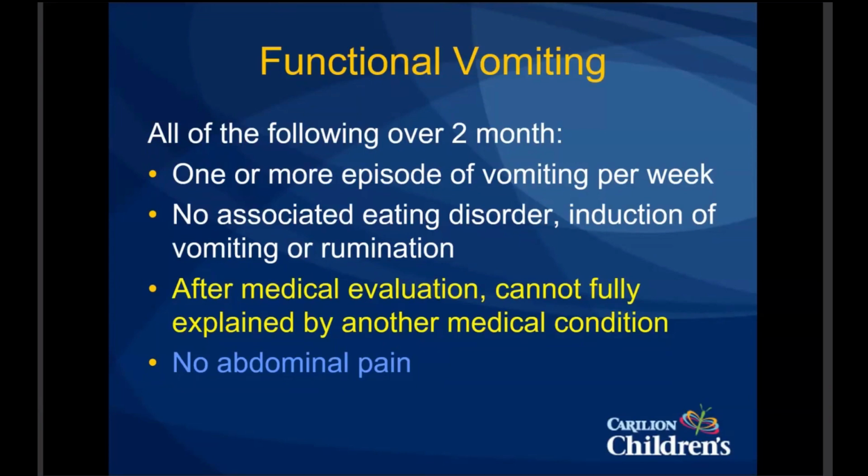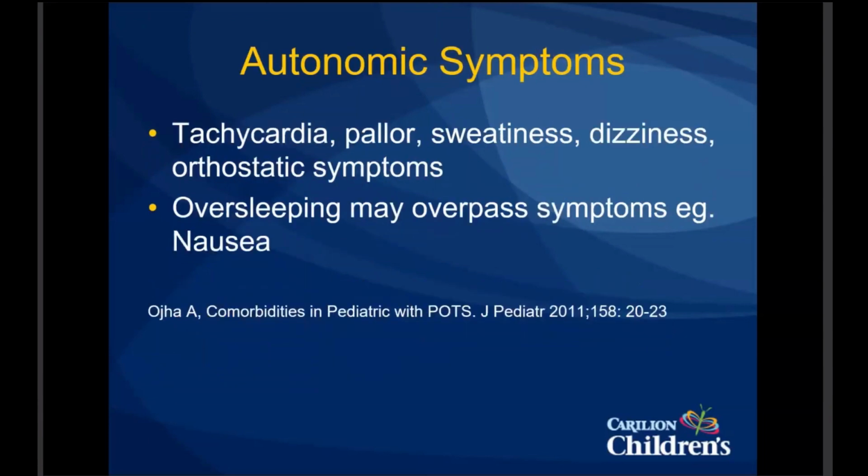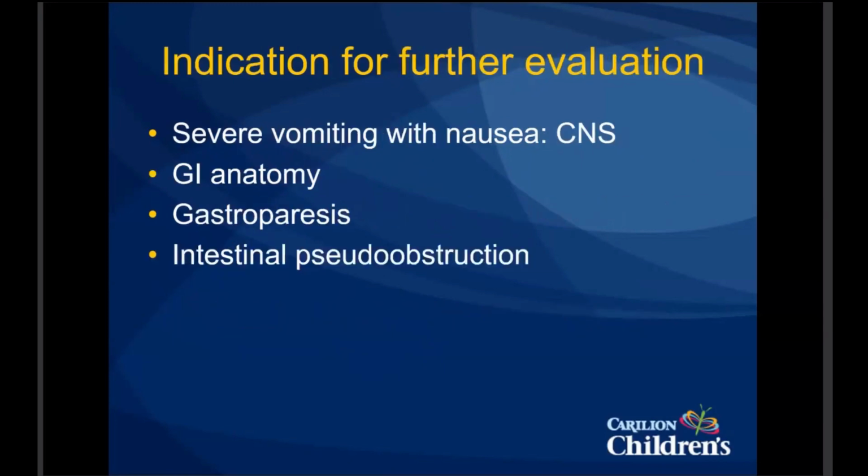There are always autonomic symptoms associated with vomiting or nausea, like tachycardia, paleness, sweatiness, dizziness, or orthostatic symptoms. This particular patient will complain of syncope, for example taking a shower and getting sick with a hot shower. So they all have a sensitivity for autonomic secondary symptoms linked to the functional disorder. Remember always the red flags for further evaluation, and keep organic disease in mind, like pseudo-obstruction, gastroparesis, or abnormal anatomy like malrotation.